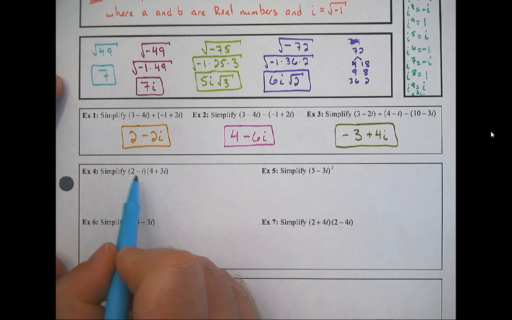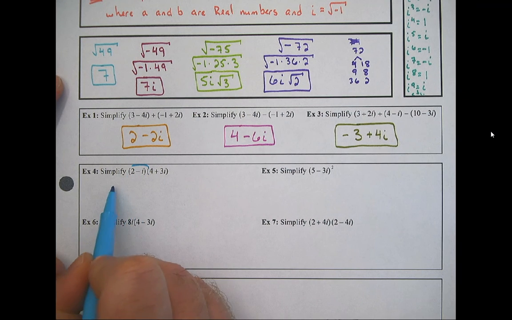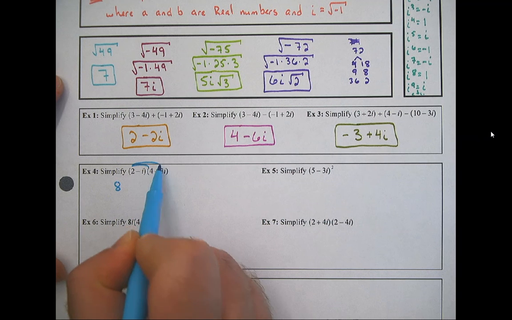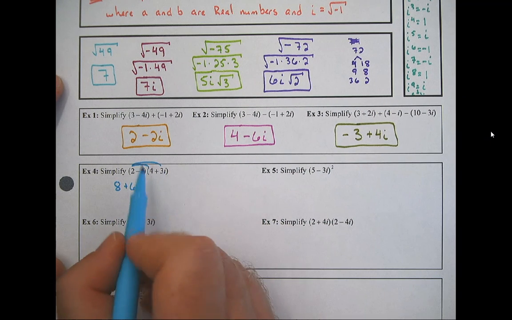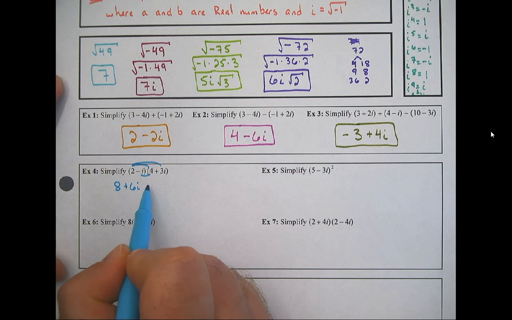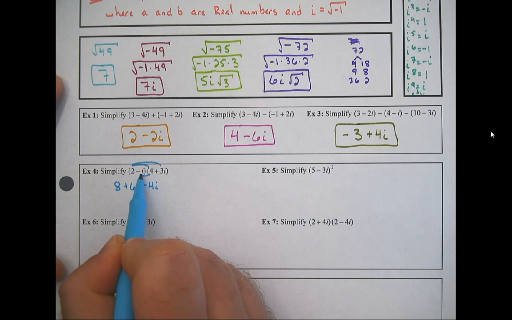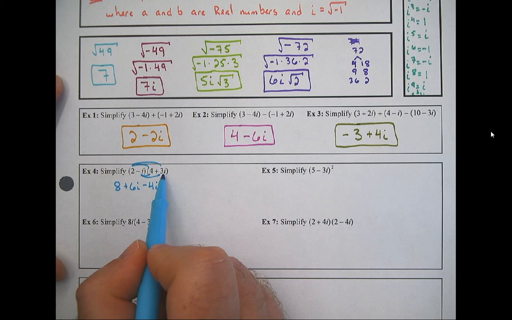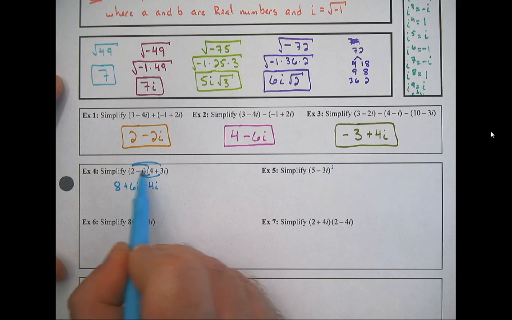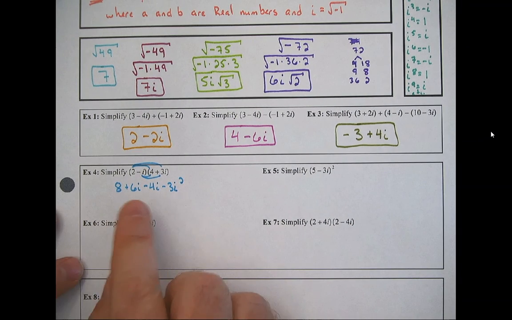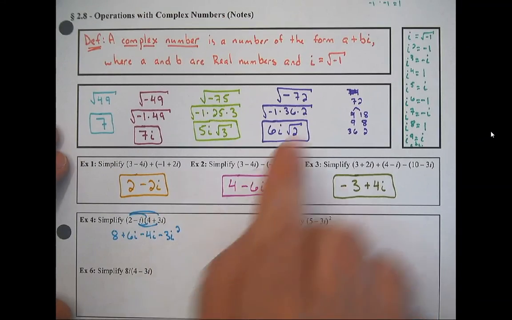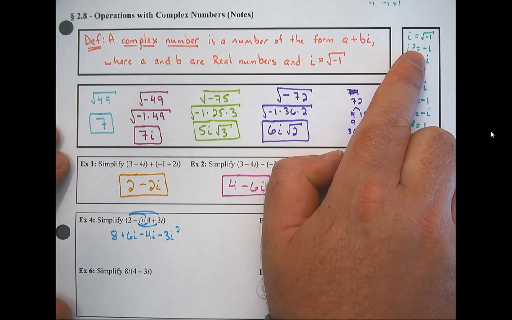So I'm going to do 2 times 4 is 8. 2 times 3i is 6i. Negative i times 4 is negative 4i. Negative i times 3. Now this is where it gets a little bit tricky. A negative times a 3 is a negative 3i. i times i is i squared. Now, we talked about i squared already. i squared is the equivalent of negative 1.